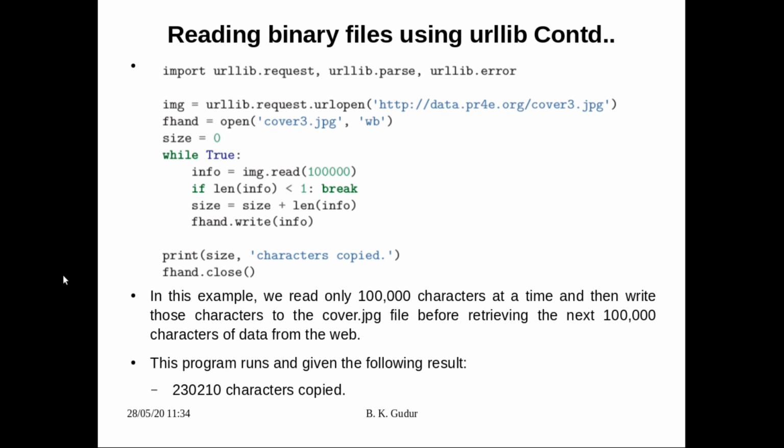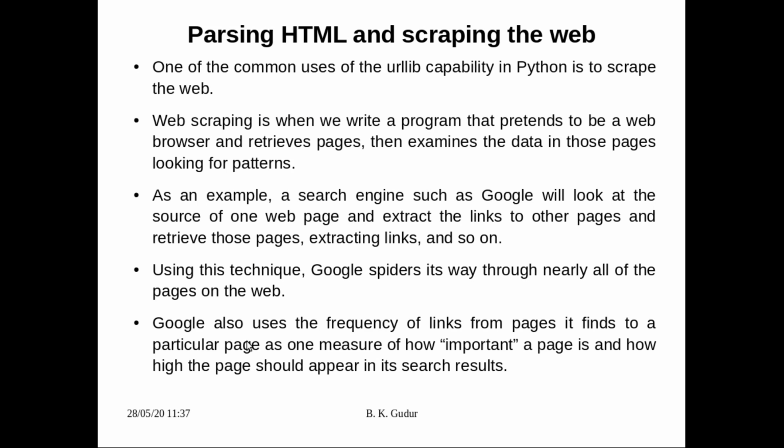With this, let me continue. In this example we have read only 1 lakh characters at a time, which is more than enough actually. We stored the characters we have read to a file; we opened a file and wrote that. As you have seen, this program has copied 2,30,210 characters. One of the common uses of the urllib capability in Python is to scrape the web.